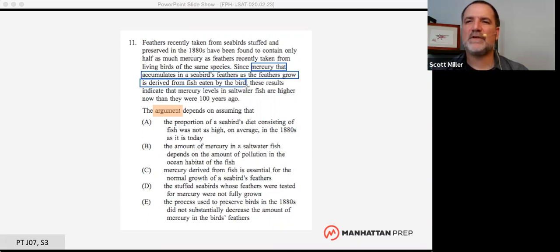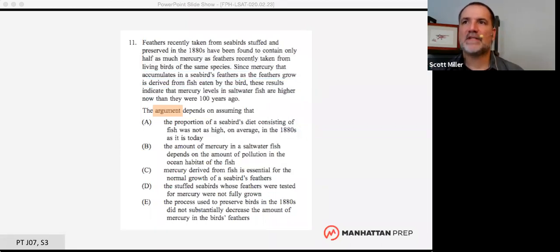Now, you might think, okay, the rest of this whole thing is a premise. Where's the conclusion? But we have a really common structure here that you're going to see again and again on the LSAT. We have a premise indicator, since, then a statement, and then a comma. This comma is really important because it tells you that there's a divide, two different statements in this sentence. The first statement is our premise: mercury that accumulates in the seabird's feathers as the feathers grow is derived from fish eaten by the bird. But that comma tells us that there's a break there, and what follows is the conclusion.